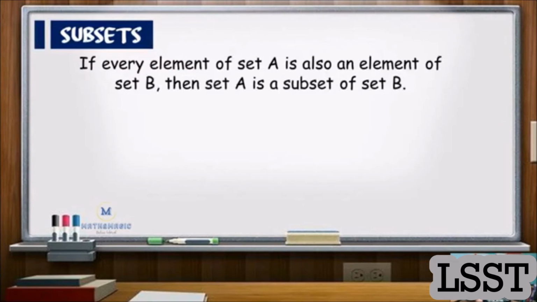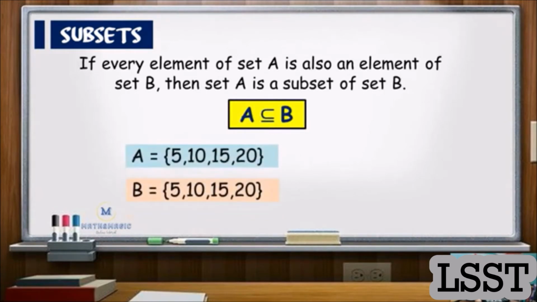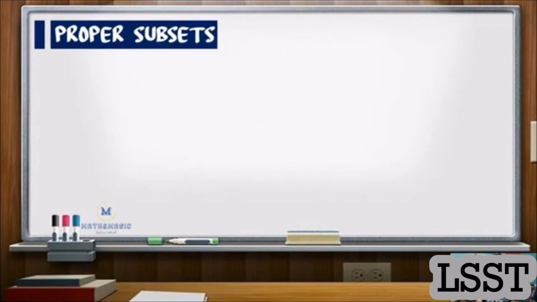Subsets. If every element of set A is also an element of set B, then set A is a subset of set B. That is denoted by this symbol: set A is contained in set B. Say for example, we have these two sets. Set A has elements 5, 10, 15, 20, and set B has elements 5, 10, 15, and 20. That means that set A is a subset of set B, since all of the elements in set A are also found in B.